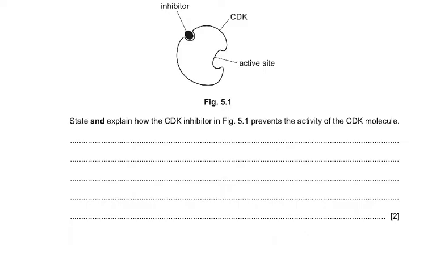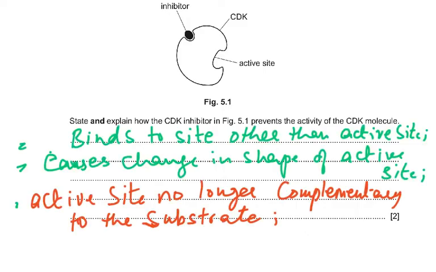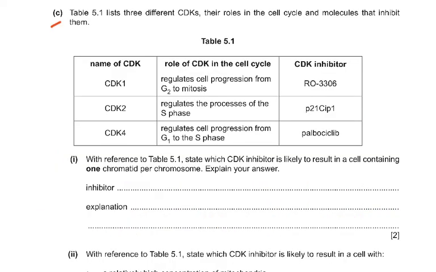Now if you say the shape of the enzyme changes, that's wrong. It's the shape of the active site that changes. And if you say the active site is not functional, no, the active site is no longer complementary to the substrate. That is why students lose marks, because you don't write the correct terminology. So the wording: binds to a site other than the active site, causes a change in shape of the active site, no longer complementary to the substrate.